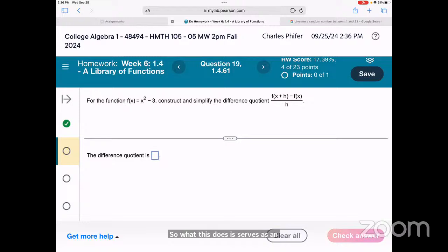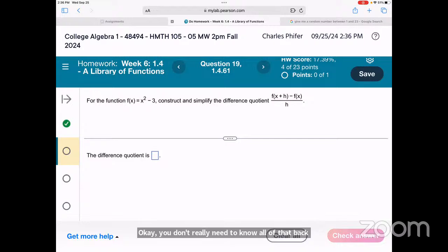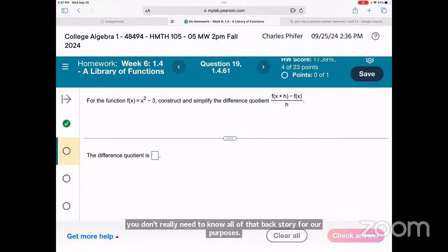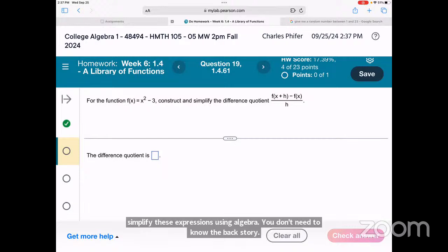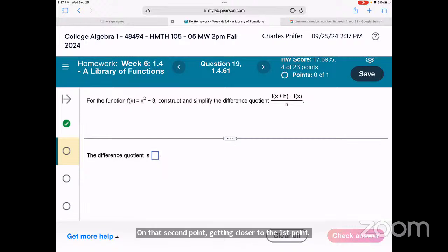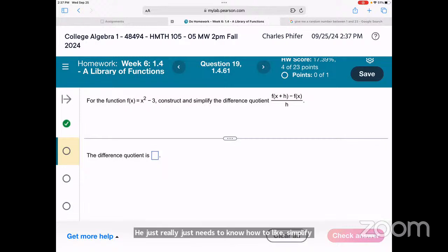Again, you don't really need to know all of that backstory for our purposes. You just need to be able to simplify these expressions using algebra, right? You don't need to know the backstory on that second point getting closer to the first point, which is the same as that small change in x getting smaller and smaller. You don't need to know all that. For your purposes, you just need to know how to simplify these expressions using algebra, right?